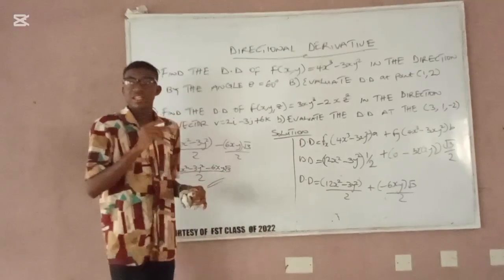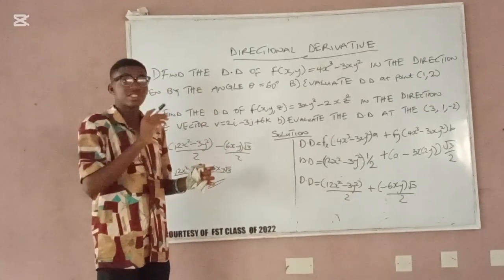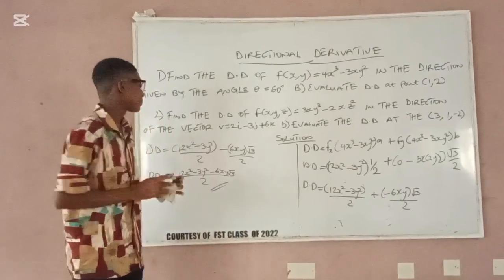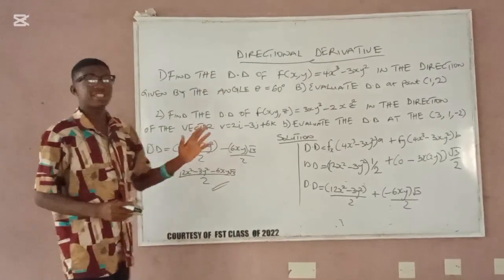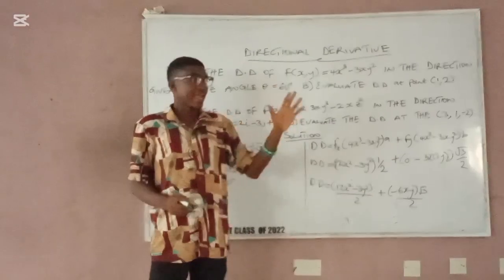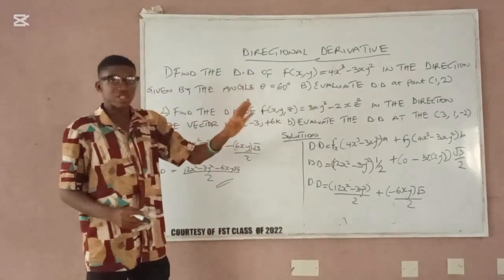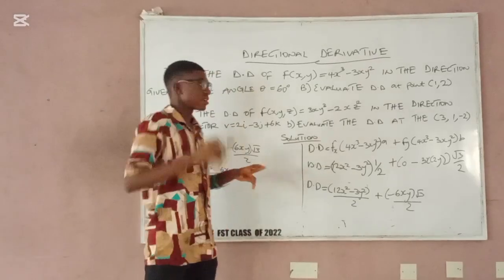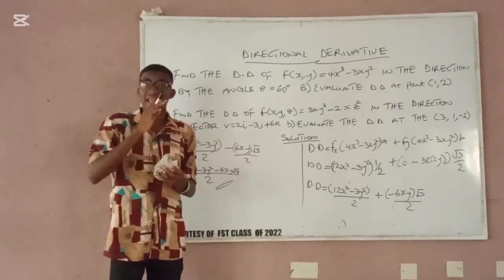And don't forget, that 1 over 2 and 3 over 2 is a and b. So 1 over 2 is a, so 3 over 2 is b. The formula for the directional derivative is f of x, your function, times a, plus f of y, your function, times b. Going like that. F of x means differentiate with respect to only x.